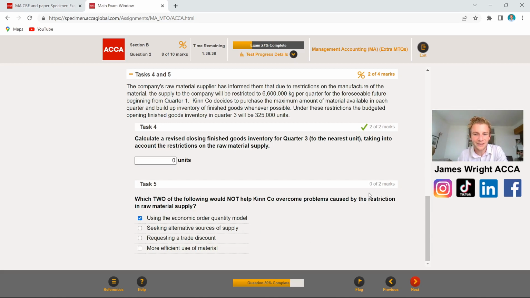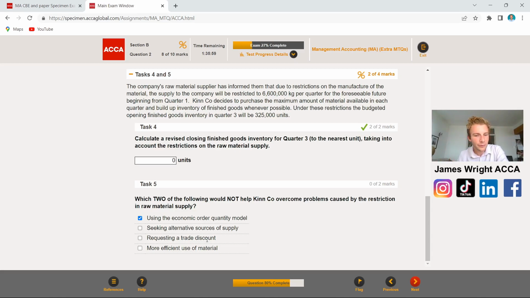Now don't panic, I know it hasn't flipped onto anything there, but we need to get both of them right to get the 2 marks. So our final 2 options are requesting a trade discount or more efficient use of material. One is a supply effect and one is a monetary effect. Requesting a trade discount still leaves us with the same amount of materials but at a lower cost, whereas more efficient use of the material is taking that same material and trying to increase the amount of quantity we can produce.